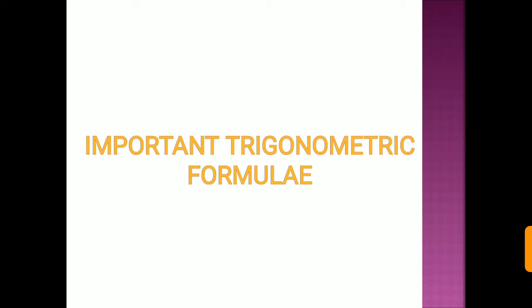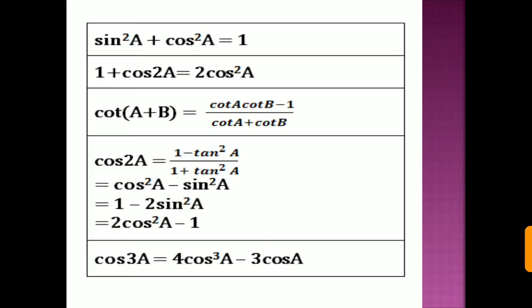For example, those formulas help geologists to measure the distance between places and help astronomers to measure how far stars or other planets are from Earth. Here, the list of trigonometric formulas is given. See, sin square a plus cos square a is equal to 1.